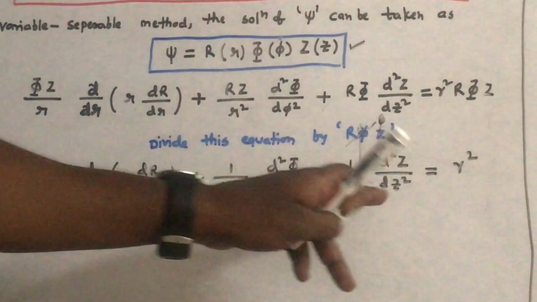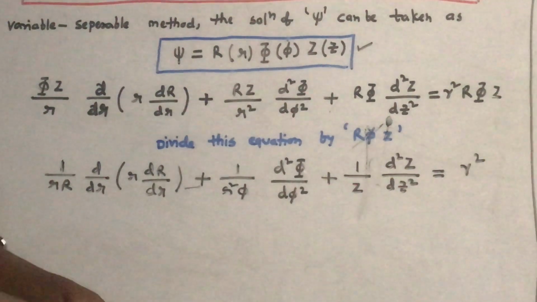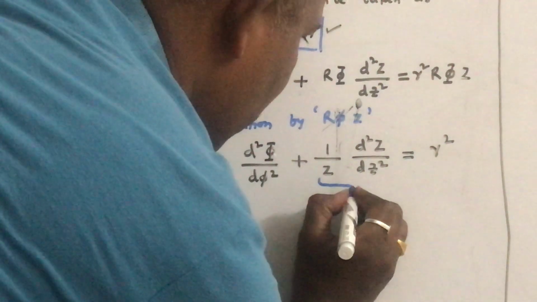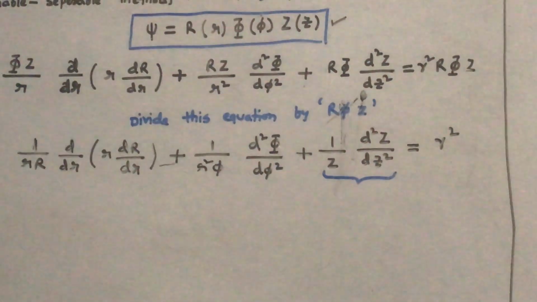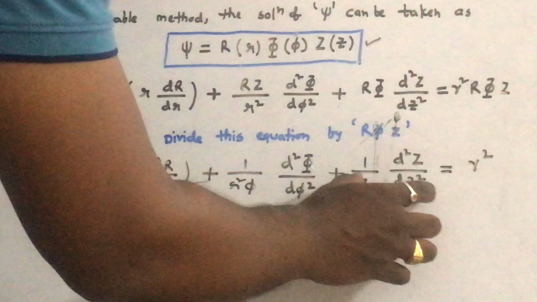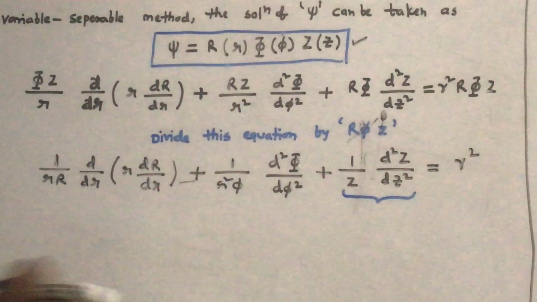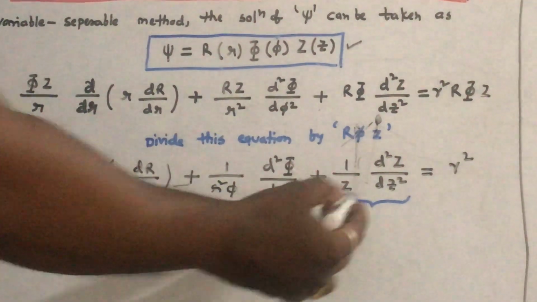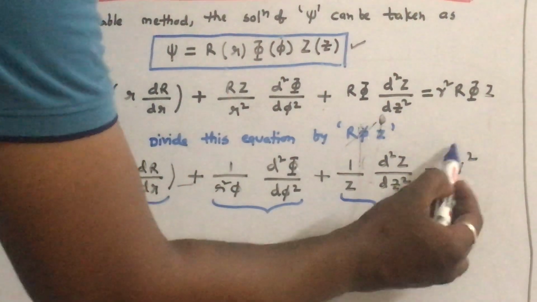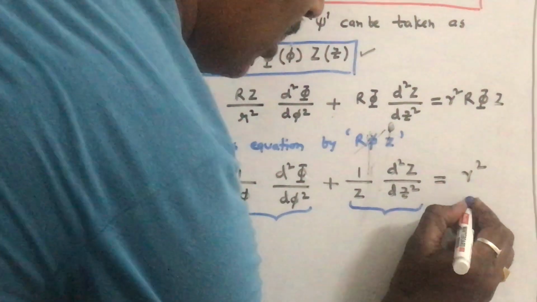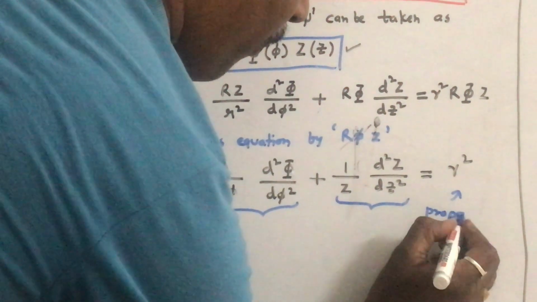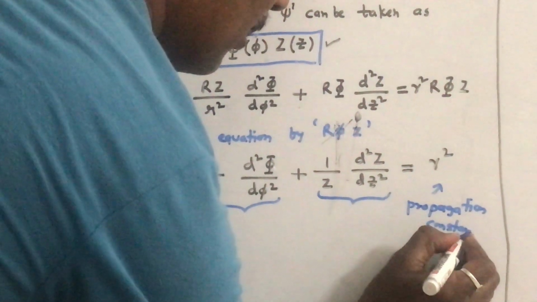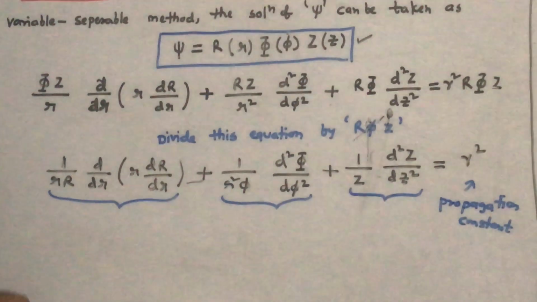Now in this equation, first let us take this term, because this is an independent term. You can see from this equation it is a sum of 3 terms. This is one term, this is the second term, this is the third term. So this is the propagation constant gamma.